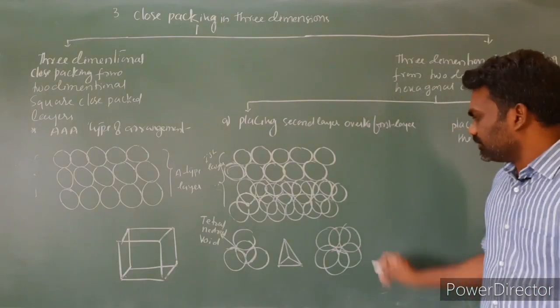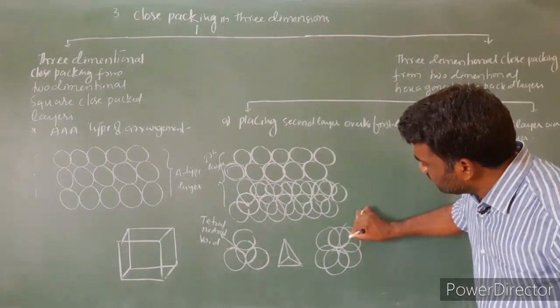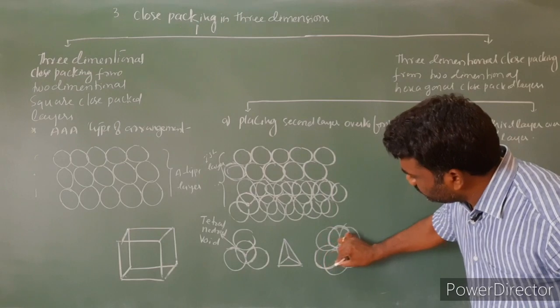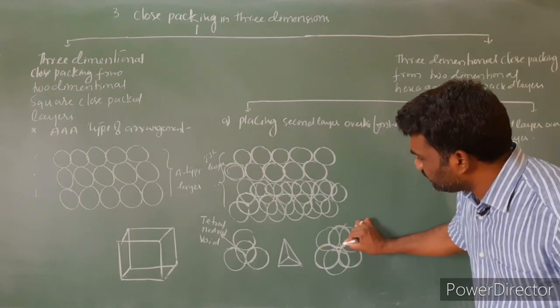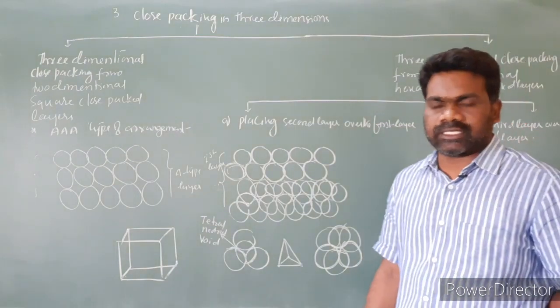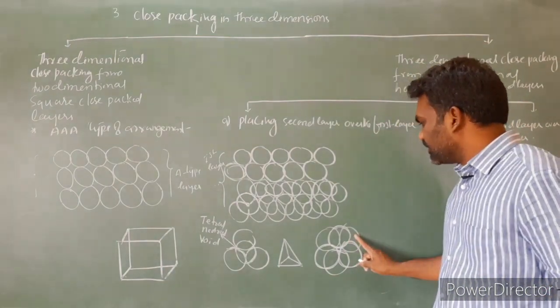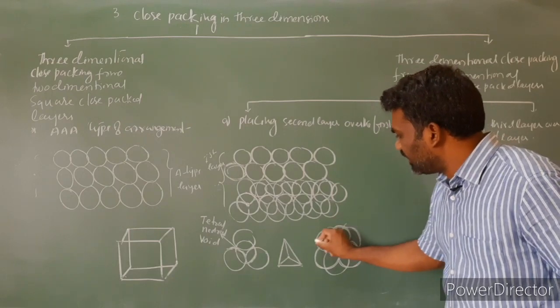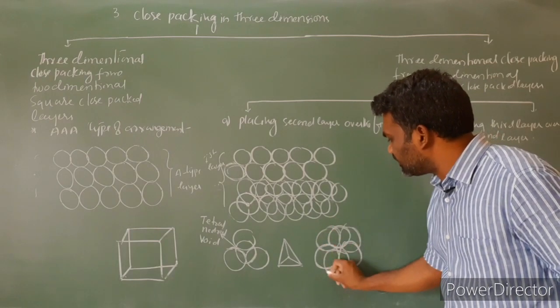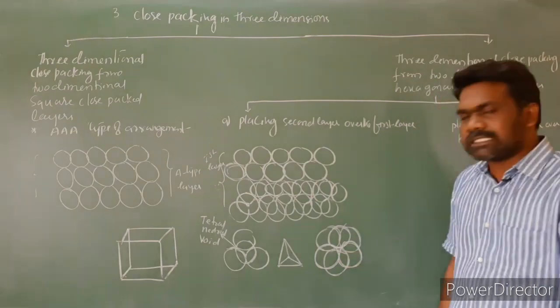Look at here. These are the three spheres of the first layer, and above upon this there are three more spheres. So this is sphere, this is sphere, and this is the third sphere. So there are six spheres.